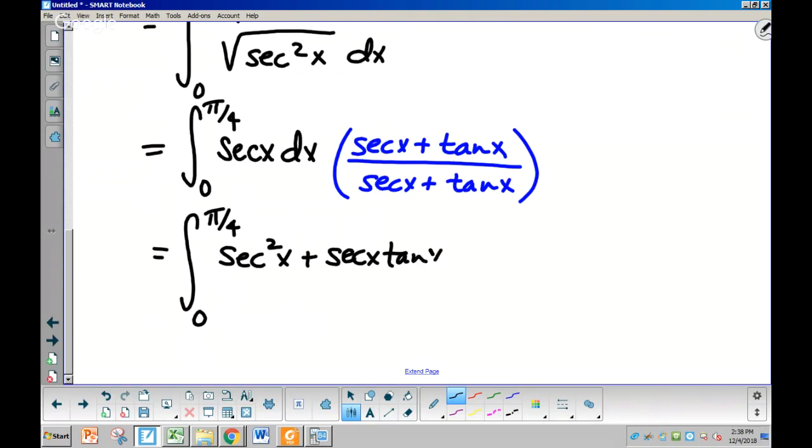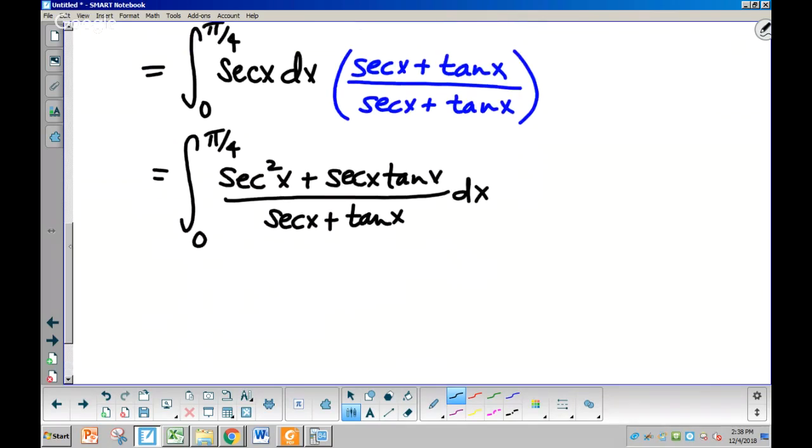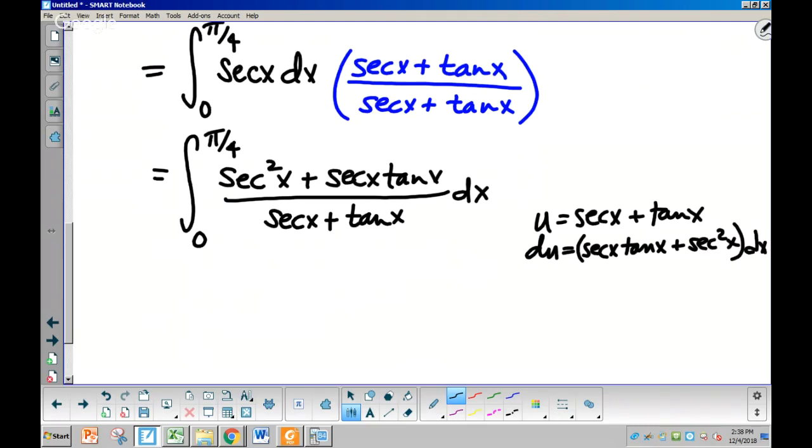And so the seemingly bizarre factor of 1 turns out to help you create a u and a du. So what is my u in this case? Sec x plus tan x in the denominator. My du turns out to be the numerator. So if I let u equal sec x plus tan x, du is secant x tan x plus secant squared x dx. And do you see how that's the numerator?